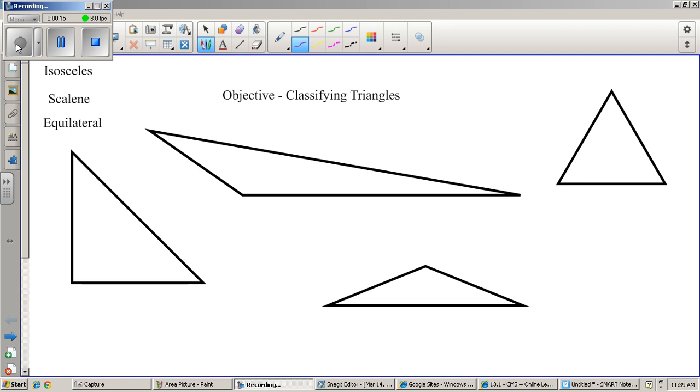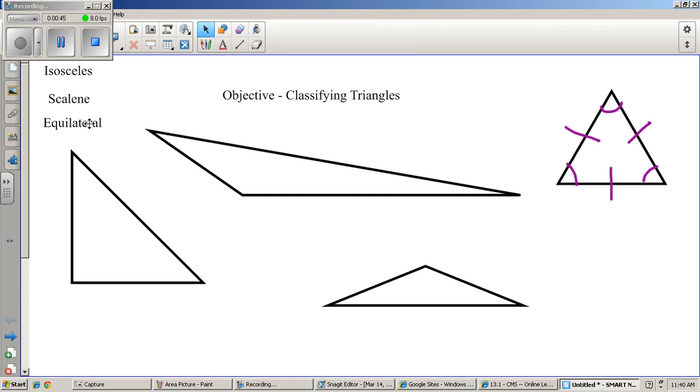Okay, so an equilateral triangle has all three angles the same, and all three sides have the same length. So as you look at this, we're looking for what triangle meets those requirements. So we're looking at this one right here, and all three of the angles have the same measurement, and all three sides are the same length. Awesome. So we're going to go ahead and drag that equilateral name right over to our equilateral triangle.